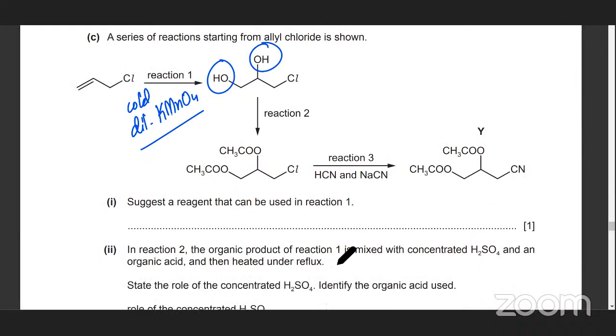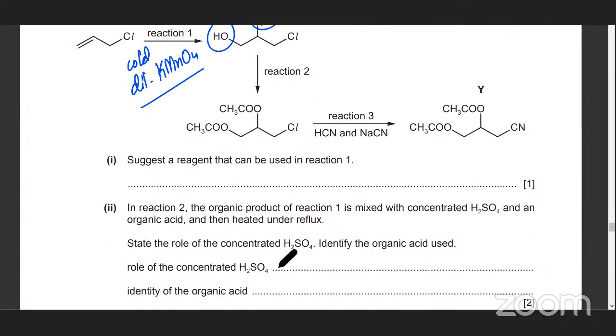Then they say reaction 2: the organic product of reaction 1 is mixed with concentrated sulfuric acid and an organic acid and then heated. So clearly it's an ester that's forming. What's happening is that you're bringing in ethanoic acid, and its OH and the H of the diol come out from the middle, and they form this ester. Two O's have come in. So the reagent is ethanoic acid. State the role of sulfuric acid. The role of sulfuric acid is a catalyst.